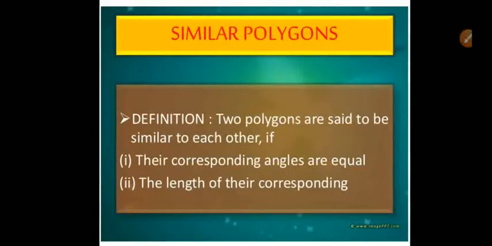Now firstly, similar polygons. Two polygons are said to be similar to each other if their corresponding angles are equal and the lengths of their corresponding sides are proportional. When corresponding sides are proportional, you can say that the polygons are similar figures. Sides are not equal in similarity, they are proportional.